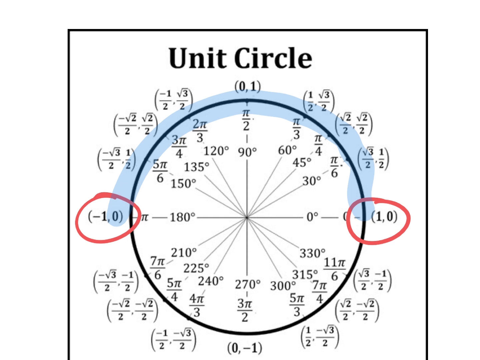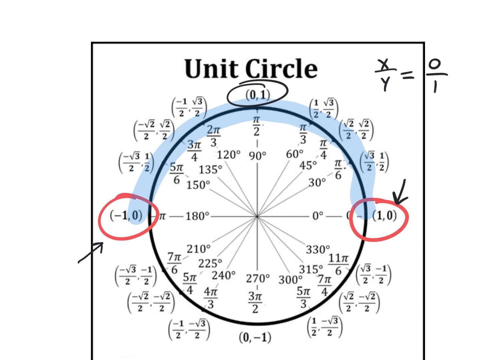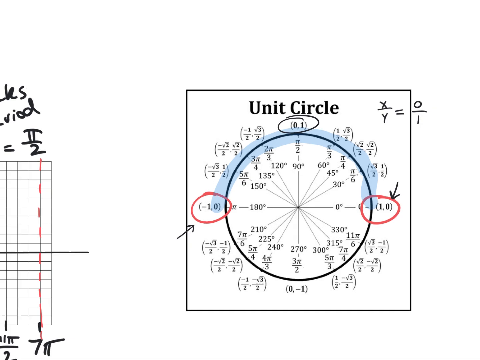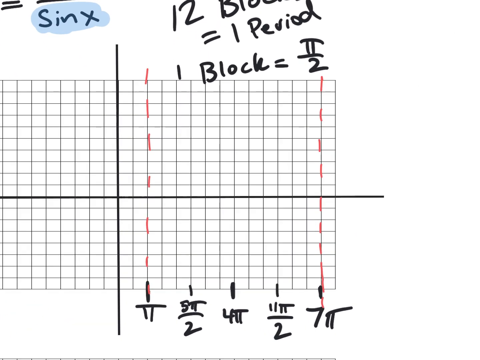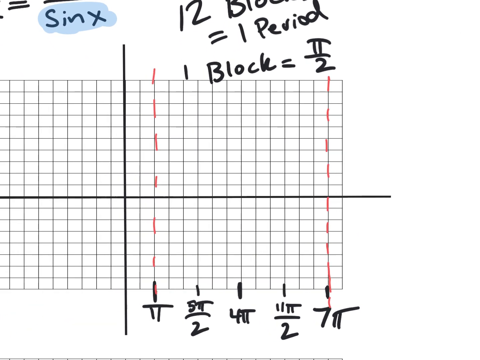What I notice here, halfway between my starting point and the ending point, is this value. My y value here is at a maximum, right? My y value here is 1, but when we talk about cotangent, we really take x over y. So in this case, 0 over 1. In other words, when we're halfway between vertical asymptotes, we have an x-intercept. So halfway between our vertical asymptotes, we are going to plot an x-intercept.